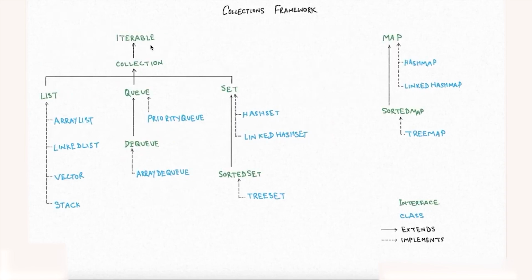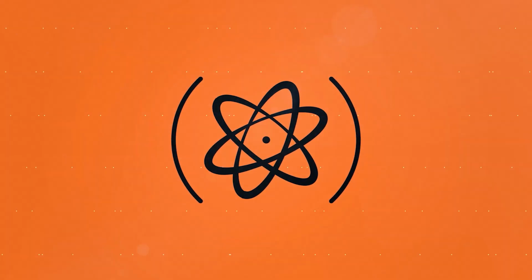So I hope you understand the methods that are there in the iterable interface and why they are necessary for a collection. Now we'll move on to the collection interface and see what that does.